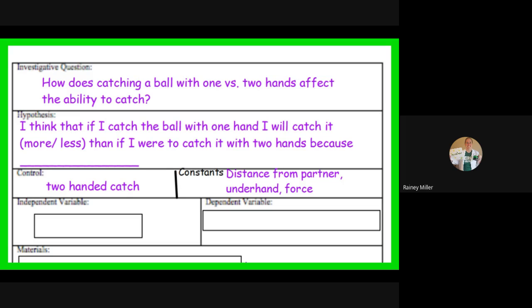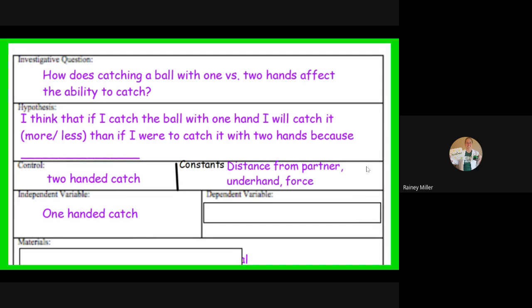So, the next is the independent variable. And I want you to think about what is it that's going to be different. So, if our normal is the two-handed catch, what's going to be our independent variable? The one-handed catch. So that's going to be the different thing we are going to test.